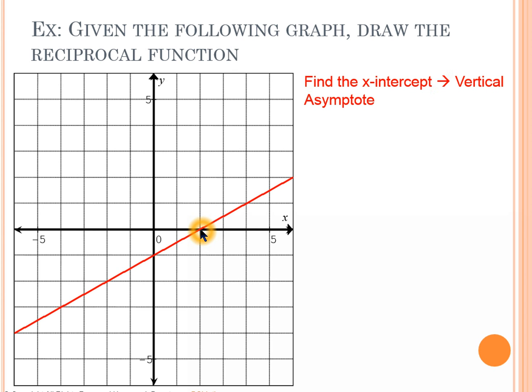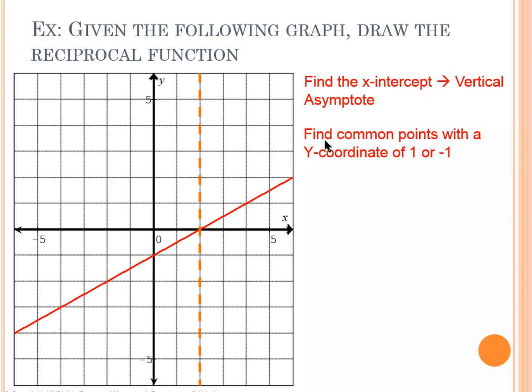And remember, if you take the reciprocal of 0, 1 divided by 0, that means you have an undefined situation. So at this point right here, x equals 2, you have a vertical line, meaning that you have a vertical asymptote because the reciprocal does not exist at this point. Okay, so that's step number 1. Just find the x-intercept of the original function, because the x-intercept will become a vertical asymptote for the reciprocal function.